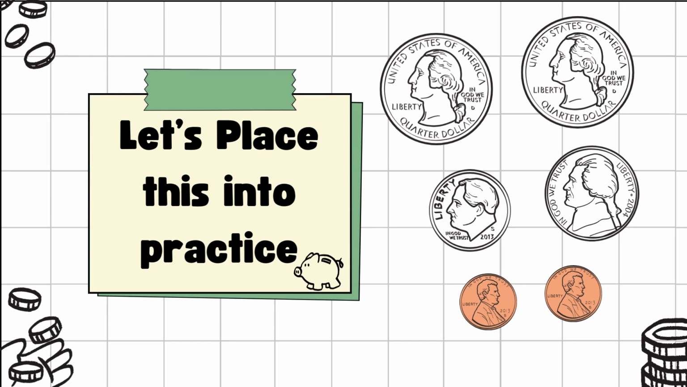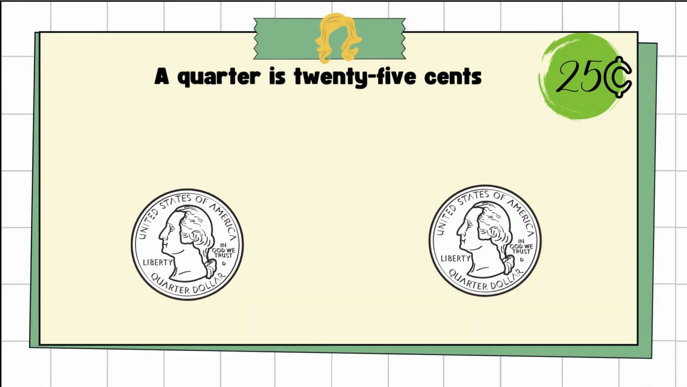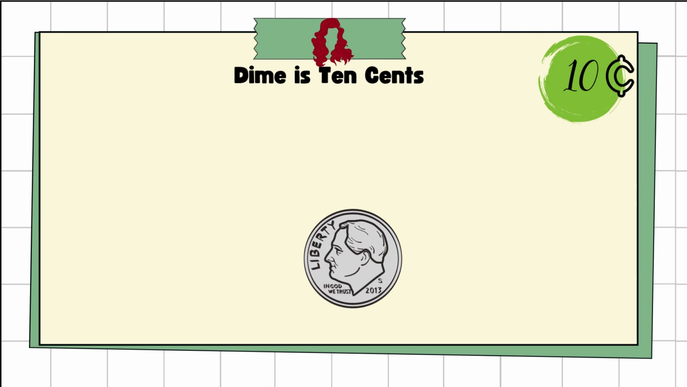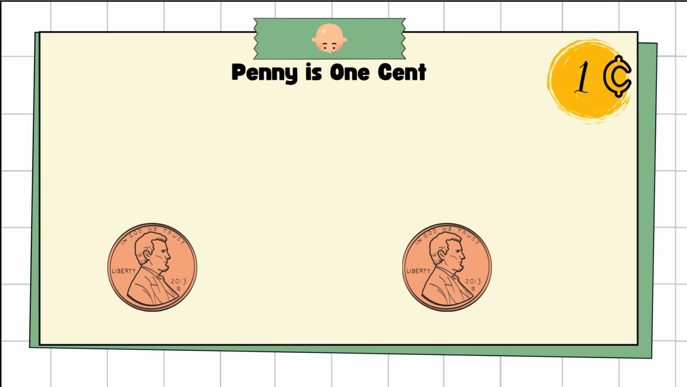Let's put this into practice. Let's count the following coins. We have 2 quarters, 1 dime, 1 nickel, and 2 pennies. Let's start by labeling the coins first with the hairs. A quarter is 25 cents, therefore it will have 5 hairs. Let's give each quarter 5 hairs. The dime is worth 10 cents, so it will have 2 hairs. The nickel is worth 5 cents, so it will have 1 hair. The penny is worth 1 cent, therefore it will only have a dot.